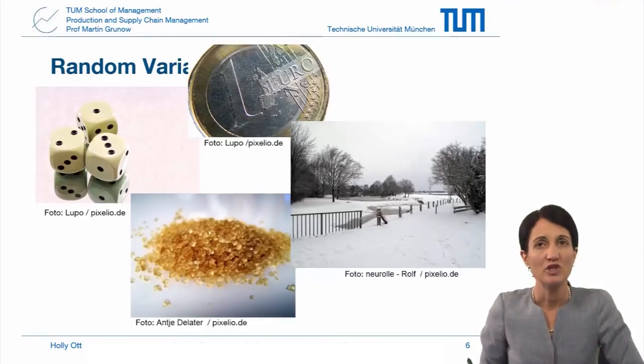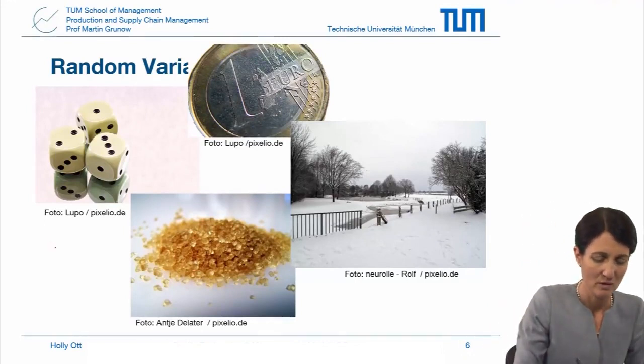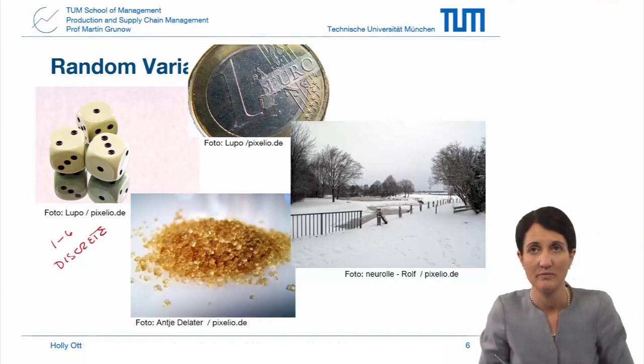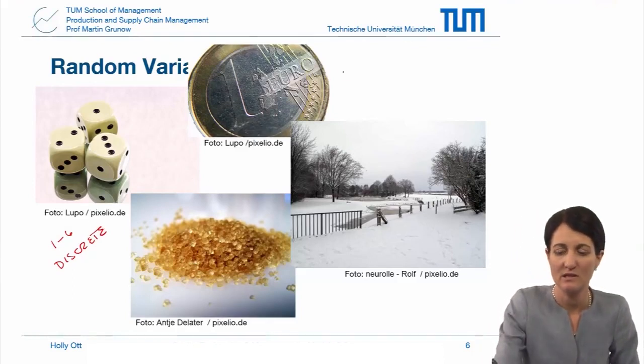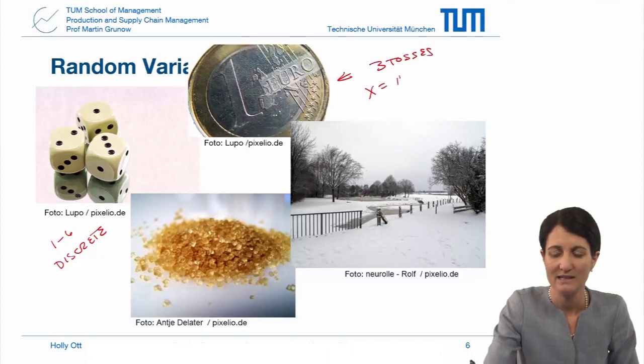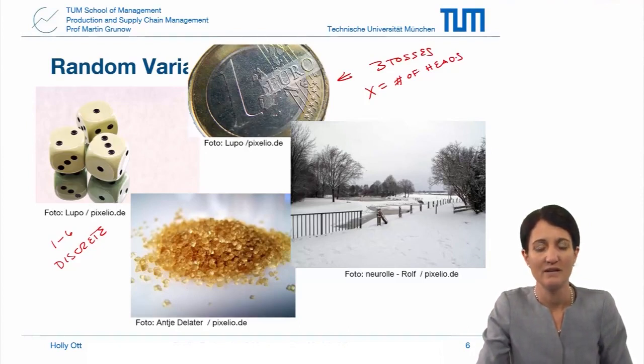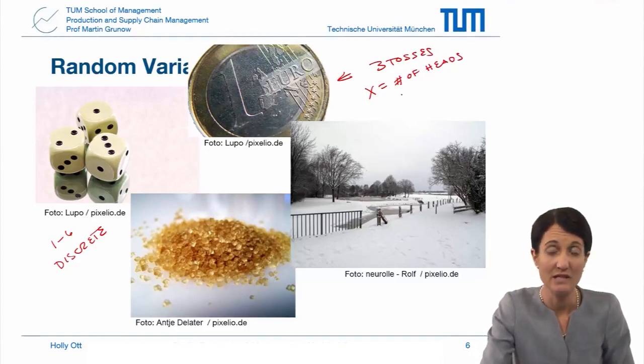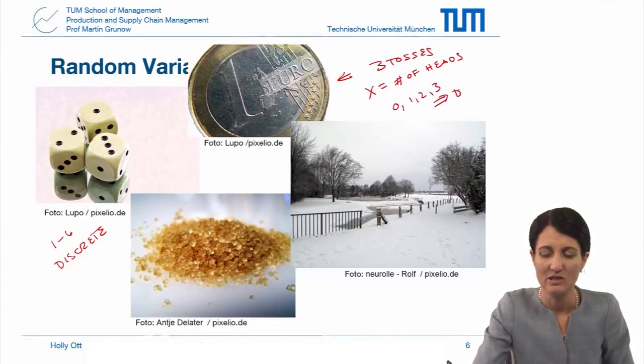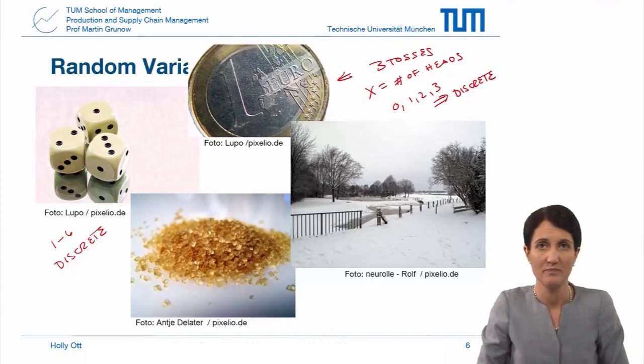The number that shows when a die is thrown. Here we can have numbers 1 to 6. So this is a discrete random variable. What about the number of heads? We have 3 tosses, and we have the random variable x as the number of heads. What kind of variable is that? You can have 0 heads, 1 head, 2 heads, or 3 heads. So we also have a discrete random variable.